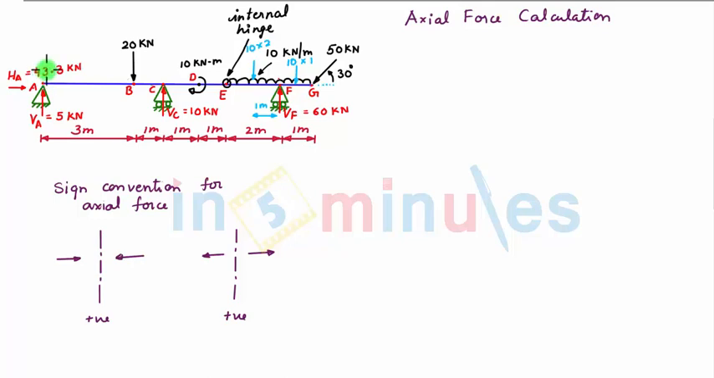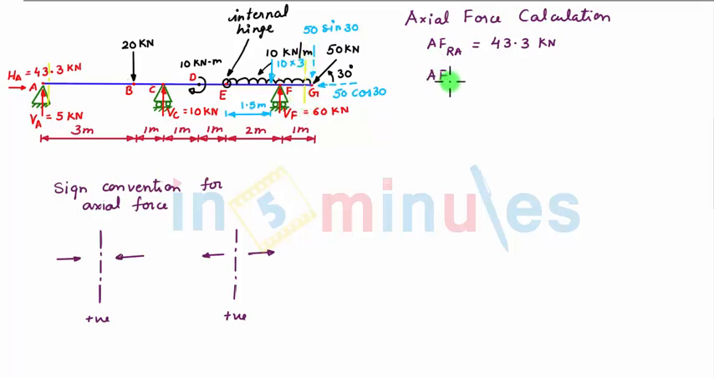So first, let us take a section towards right of A. Axial force towards right of A is equal to, considering the left hand side of section, we have this rightward horizontal force HA of magnitude 43.3 kilonewton. So we have plus 43.3 kilonewton. Next, we see that there are no horizontal forces between point A and G. So let us straight away take a section towards left of G and very near to it.